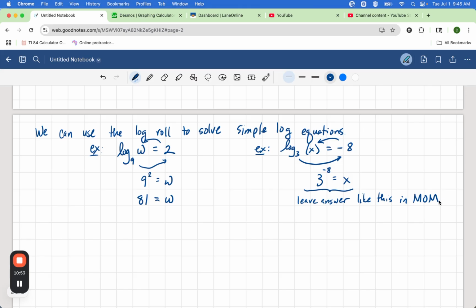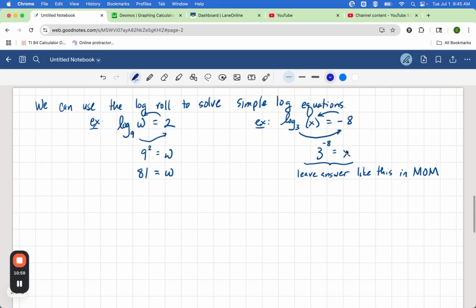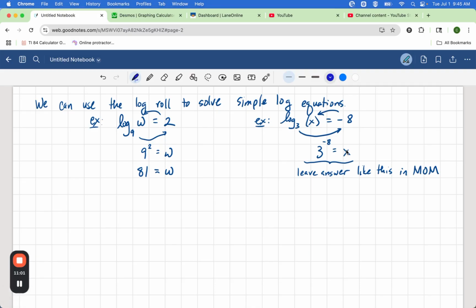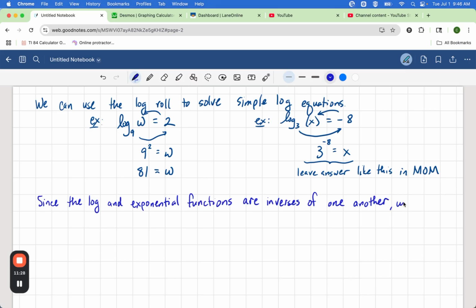Okay? Here we go. We have a bunch of properties to go over today and in your next lesson, but these are the inverse properties of logs and exponentials. So since the log and exponential functions are inverses of one another, what one does to x, the other undoes, okay? So, but let's write those down specifically.